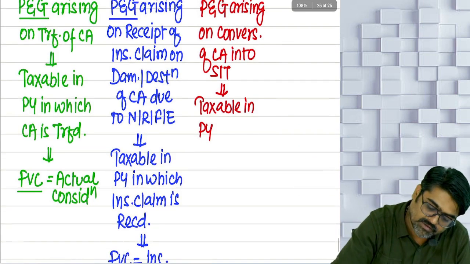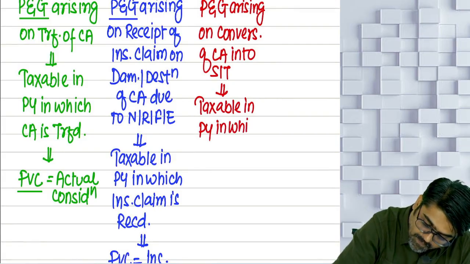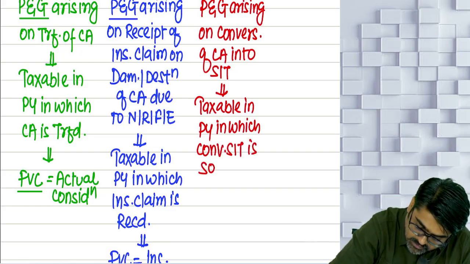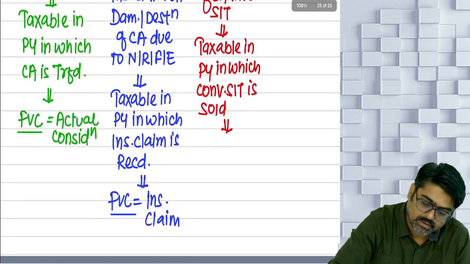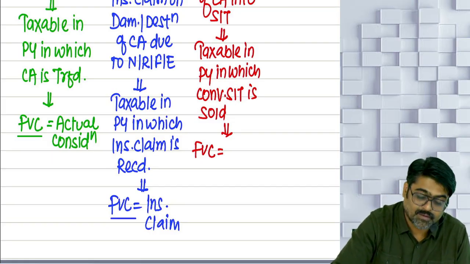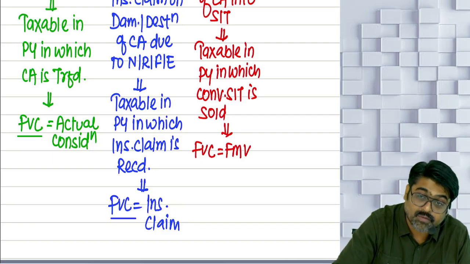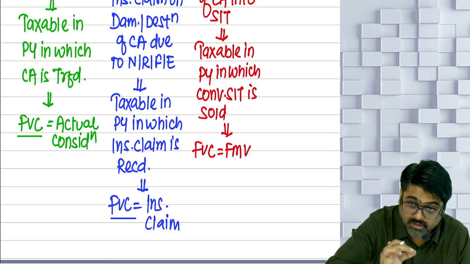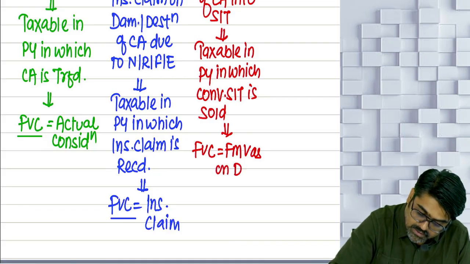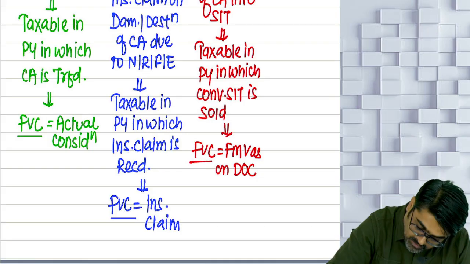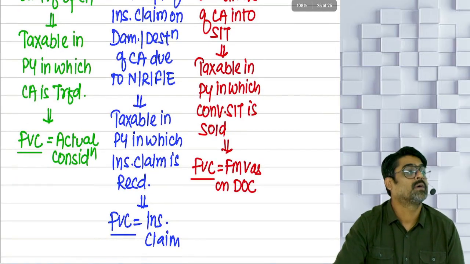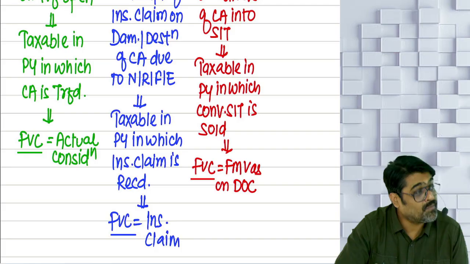It will be taxable in the year in which the converted stock in trade is sold. Yes or no? So the previous year in which converted stock in trade is sold. Now to calculate that capital gain, what will be the full value of consideration? The fair market value of the capital asset as on the date of its conversion into stock in trade. So take the fair market value as on date of conversion as full value of consideration to calculate this profit or gain, and this profit or gain will be taxable in the year of sale of stock in trade.